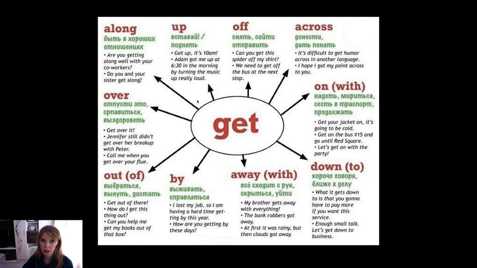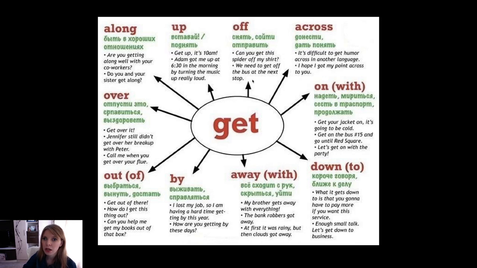Get up. I don't want to comment on this meaning. I'm sure you know it. Then, get off. We usually use this verb to get off into meanings like to get rid of something, да, избавиться от чего-либо. Кстати, фраза to get rid of, да? To get off in the meaning to leave the bus, to leave some vehicle. So can you get the spider off my shirt? Можешь скинуть, да, сбросить, снять паука. And we need to get off the bus at the next stop. Нам нужно сойти, выйти на следующей остановке.